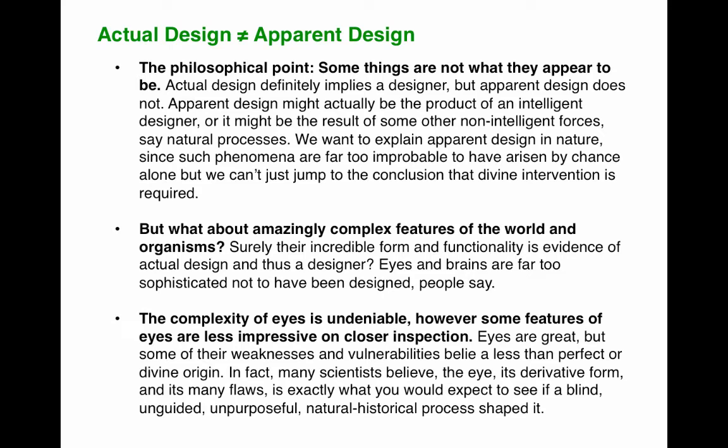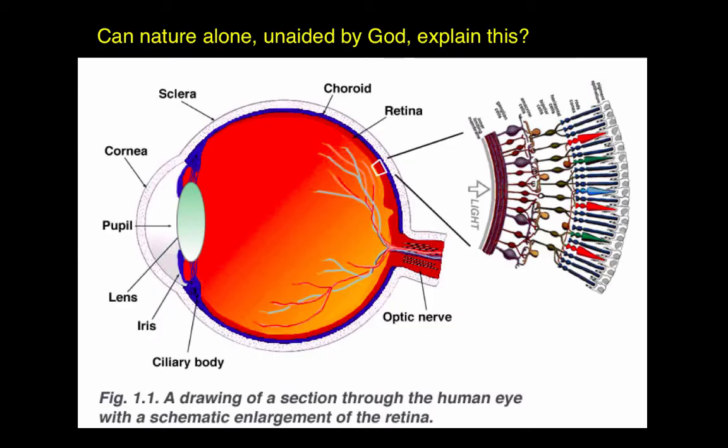The complexity of eyes is undeniable, however, some features of eyes are less impressive on closer inspection. Eyes are great, but some of their weaknesses and vulnerabilities belie a less than perfect or divine origin. In fact, many scientists believe the eye, its derivative form, and its many flaws is exactly what you would expect to see if a blind, unguided, unpurposeful, natural historical process shaped it. Can nature alone, unaided by God, explain this?